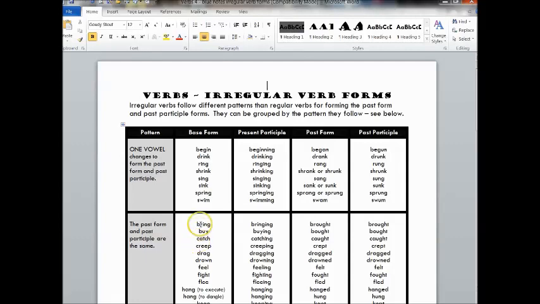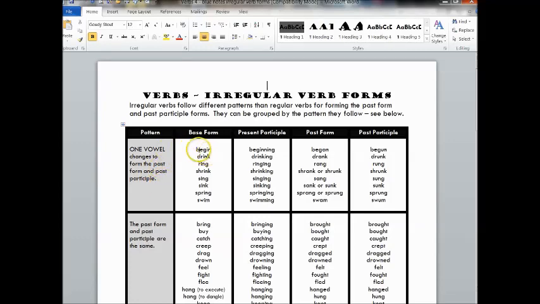Okay, this is our lecture on irregular verbs and the forms of irregular verbs. Irregular verbs are irregular because they make their past form and their past participle following different patterns than regular verbs do. They can be grouped by the pattern they follow. There are several different patterns that irregular verbs follow. One pattern is that one vowel in the verb changes to form the past and the past participle.